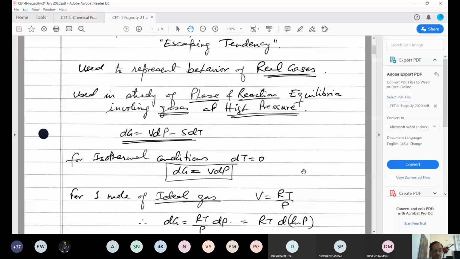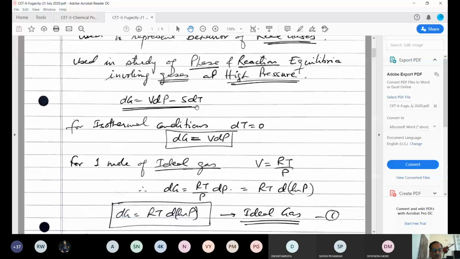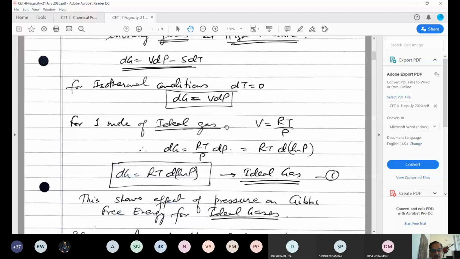We have this equation dG is equal to VdP minus SdT. For isothermal conditions, dT is equal to 0, so we get dG is equal to VdP. If we take 1 mole of ideal gas, V is equal to RT by P. Replacing in this equation, we get dG is equal to RT by P into dP, which is nothing but RT dln P, since dP by P is dln P. So dG is equal to RT dln P for ideal gas. Equation 1.